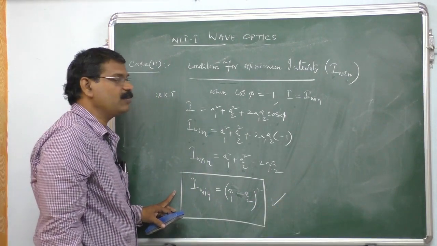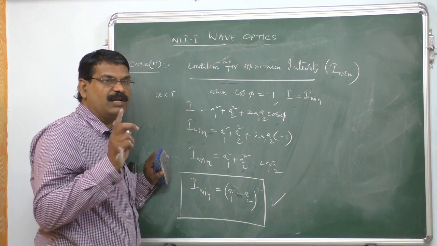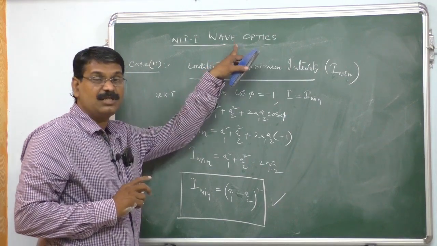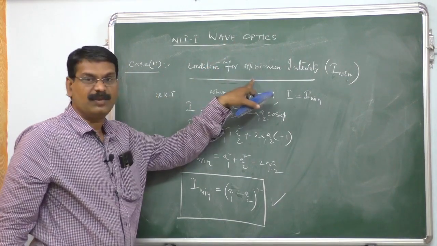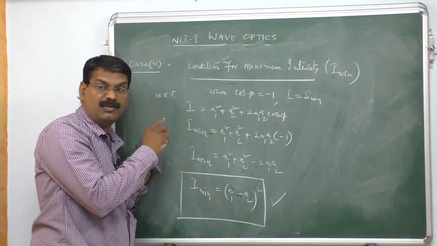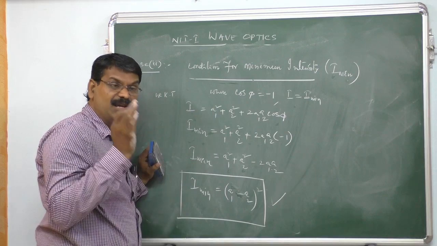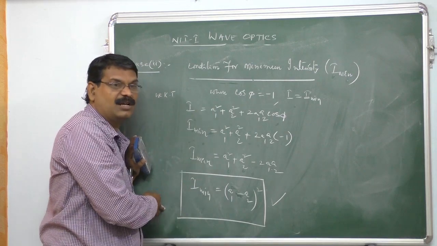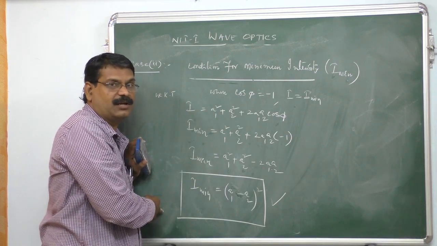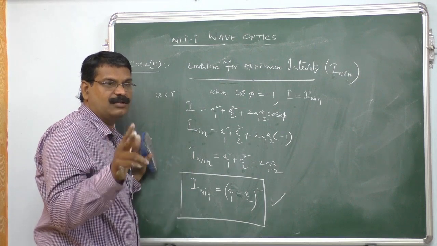Simply, therefore we have two exclusive conditions. One is condition for maximum intensity, I max, case 1, and condition for minimum intensity, I minimum. This is what is known as the principle of superposition. Is it clear? Principle of superposition లో రెండు కేసులు.